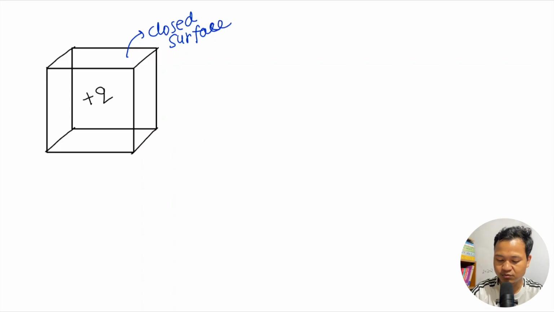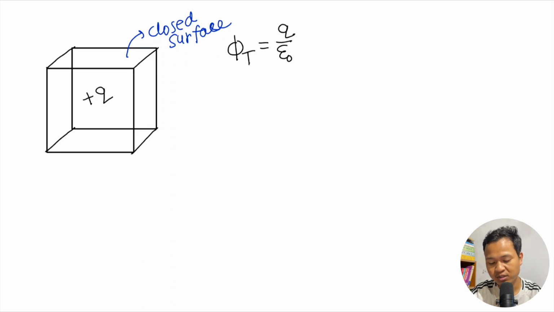Suppose I put a plus Q charge inside. Due to this charge, the electric field lines pass through the surface. So what will be the total flux? It will be Q by epsilon naught, the charge enclosed. Sometimes the question is: what is the flux due to one face? What is the flux due to 3 faces, 4 faces?